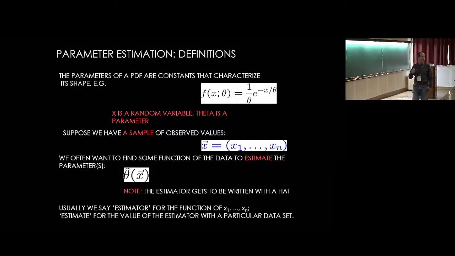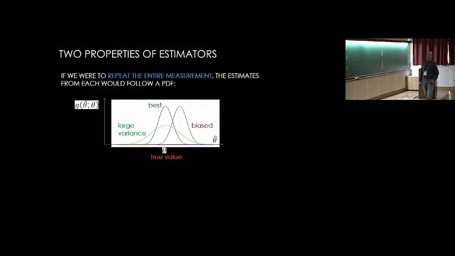We will see how these machineries are estimators and how we can construct estimators. So the estimator has this hat. It's a function of the data, okay? The estimate is the value that you get for the estimator once you plug in the data, okay? So two properties of estimators that you will always encounter are the variance, which we talked about, and the bias.